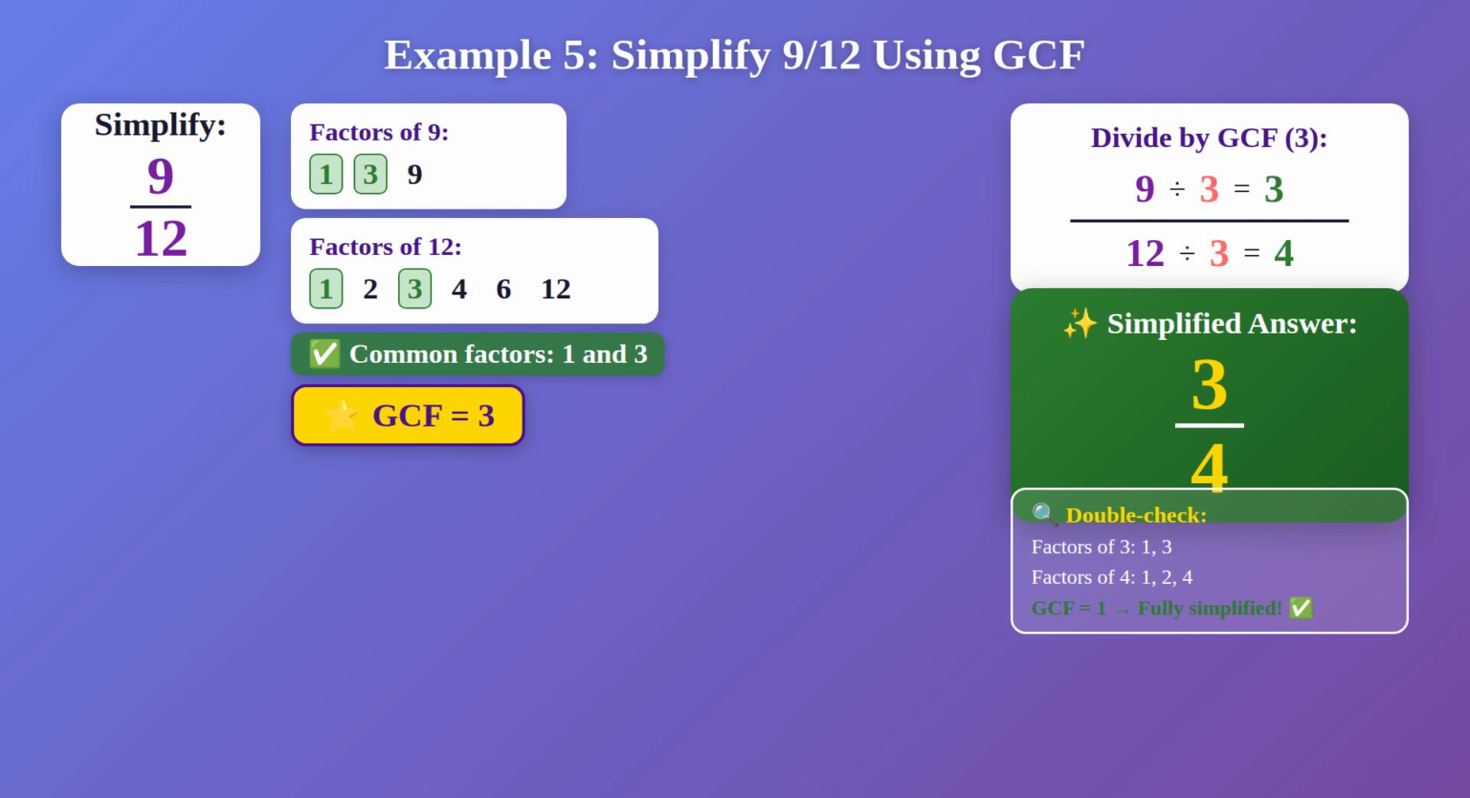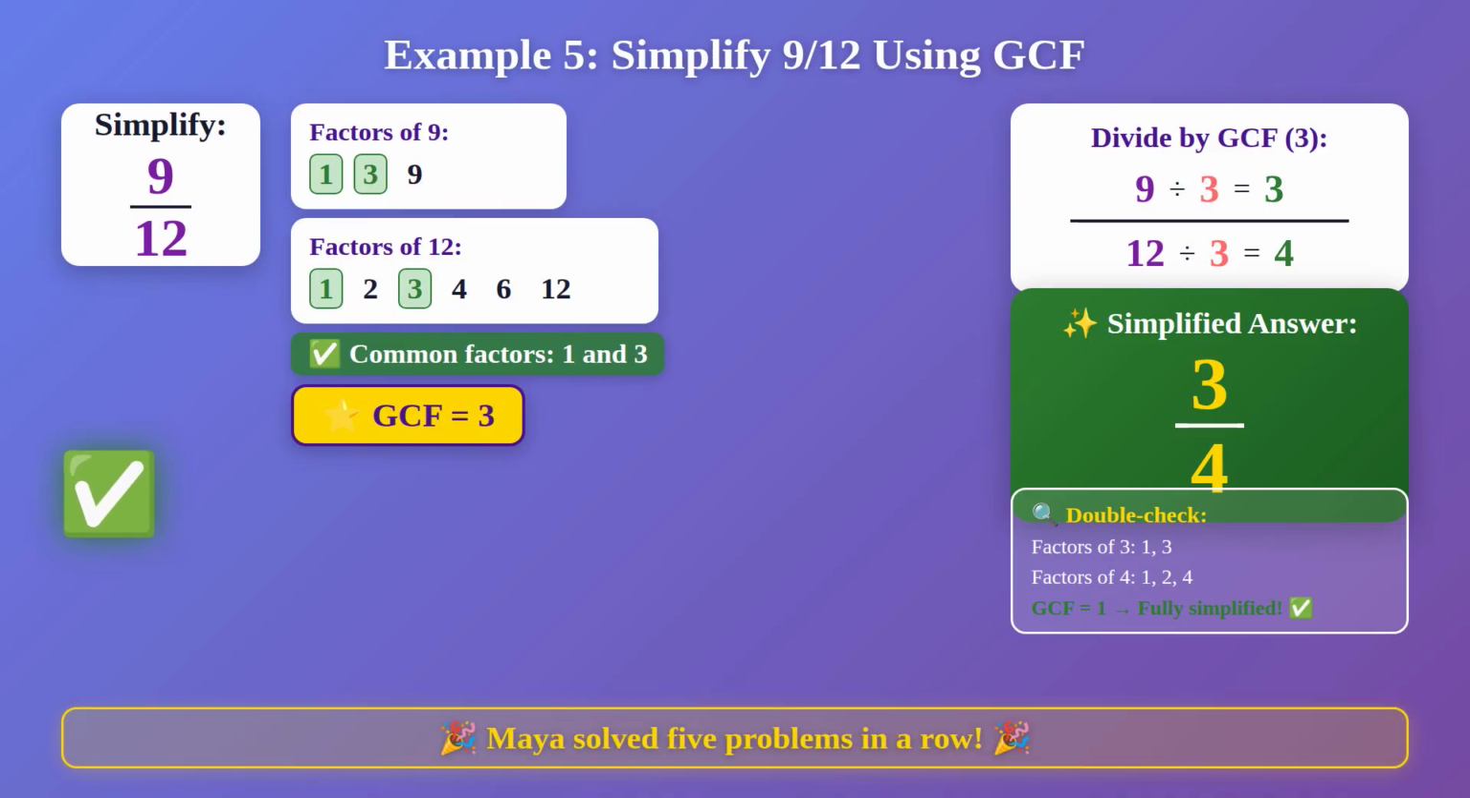Let's double check. Factors of 3 are 1 and 3. Factors of 4 are 1, 2, and 4. They only share the factor 1, so 3 over 4 is fully simplified. Perfect. Maya just solved 5 problems in a row.